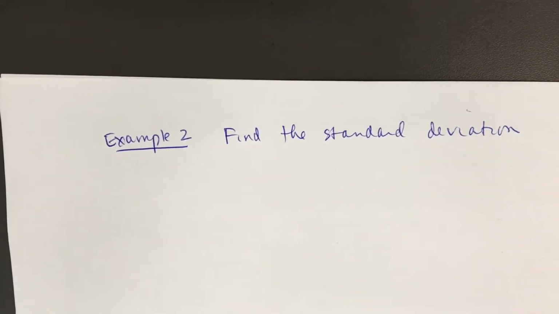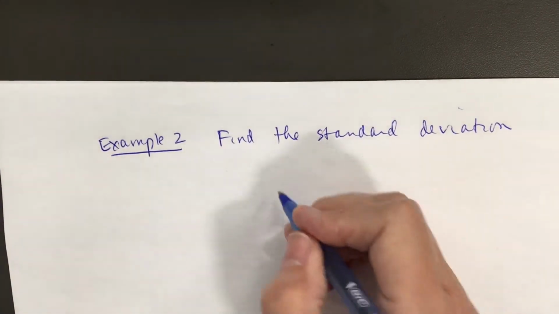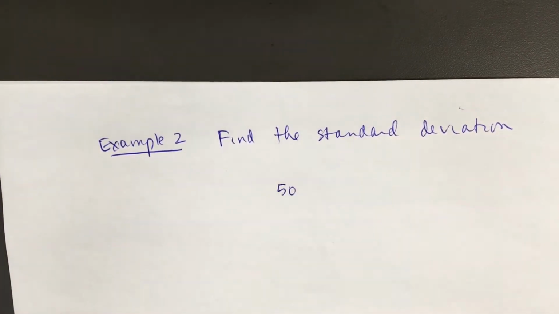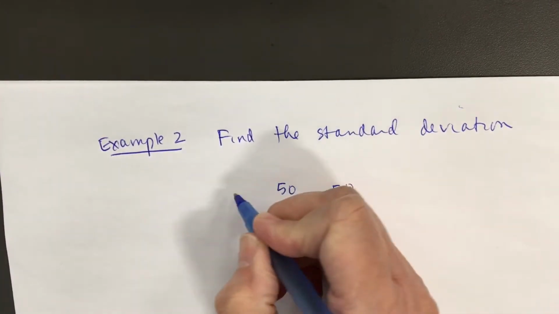We'll do another standard deviation problem. I'm going to do this one on my calculator. Like the last data set, this one's going to have a mean of 50. In fact, this one has 3 scores that are 50.